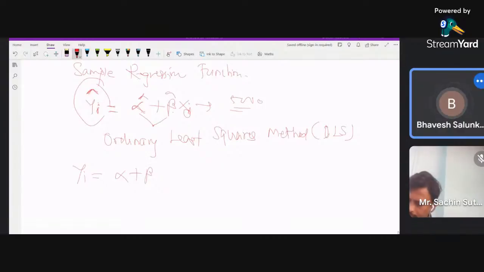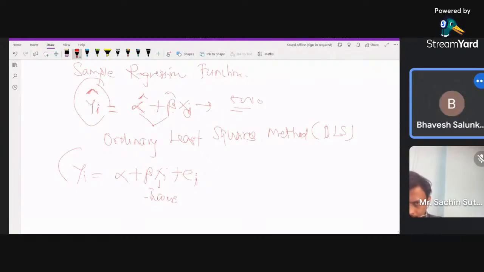which is alpha plus beta Xi plus ei. Now somebody asked, what is ei? Consumption expenditure for the ith family, we are explicitly modeling as a function of the level of income. But there are other factors which may actually influence the consumption expenditure of that particular family. And which could be those factors?